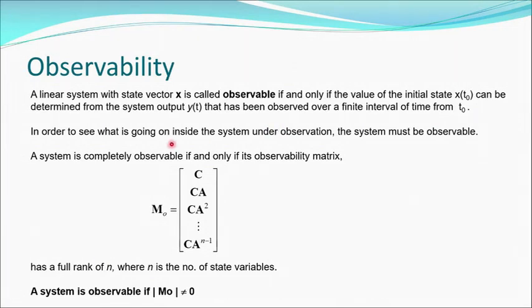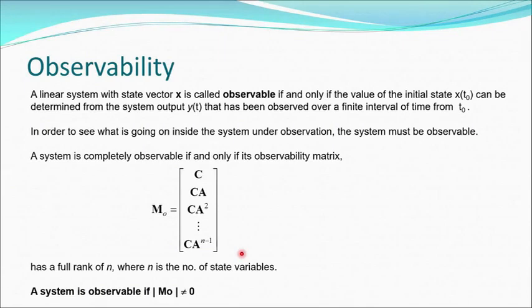Observability is important to ensure control engineers are able to see what is going on inside the system under observation. To find observability of a system, we need to find the observability matrix MO, where MO is equal to C, CA, CA squared until CA^(n-1), where n is the number of state variables. If the rank of MO is equal to the number of state variables, or we call it full rank, then the system is observable.